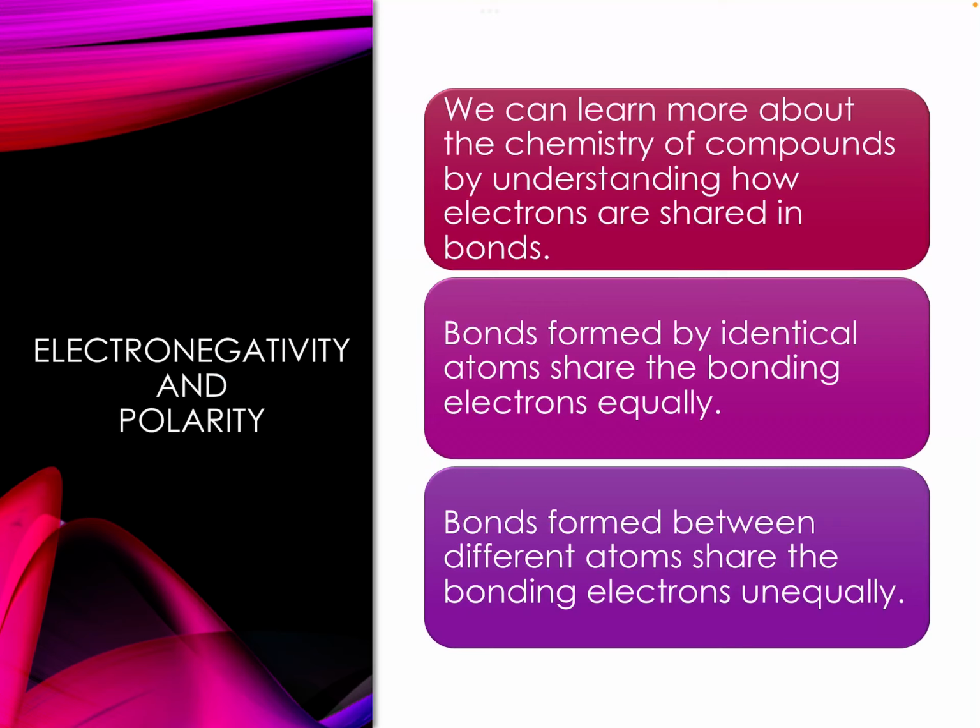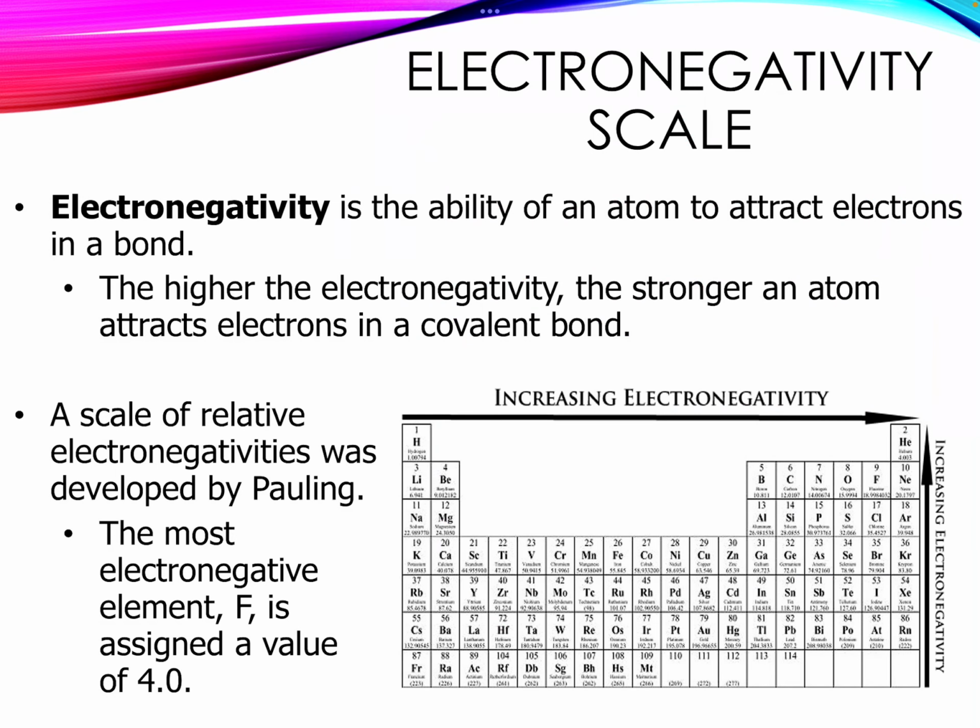But it's kind of the same with atoms. They don't necessarily share those electrons equally. Sometimes they do, but sometimes they don't. And this will give us different types of bonds. So let's go ahead and look at that.